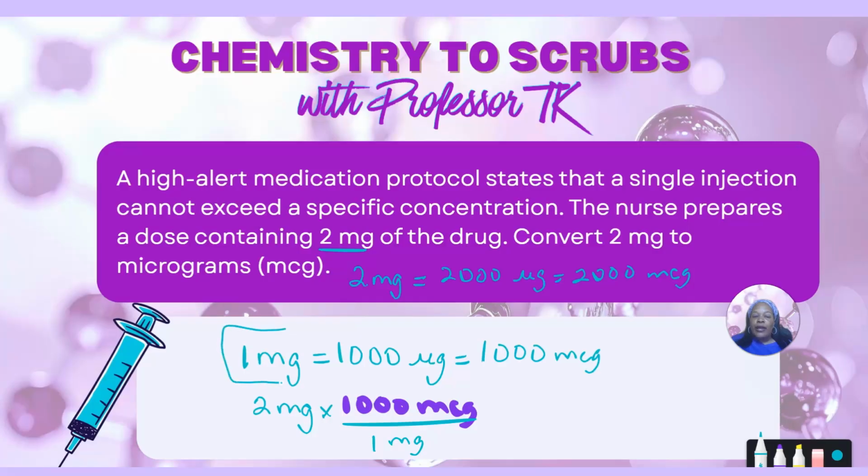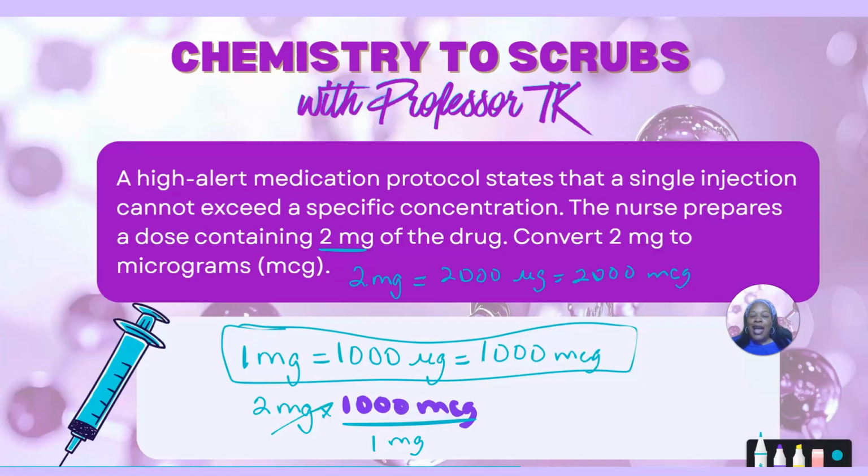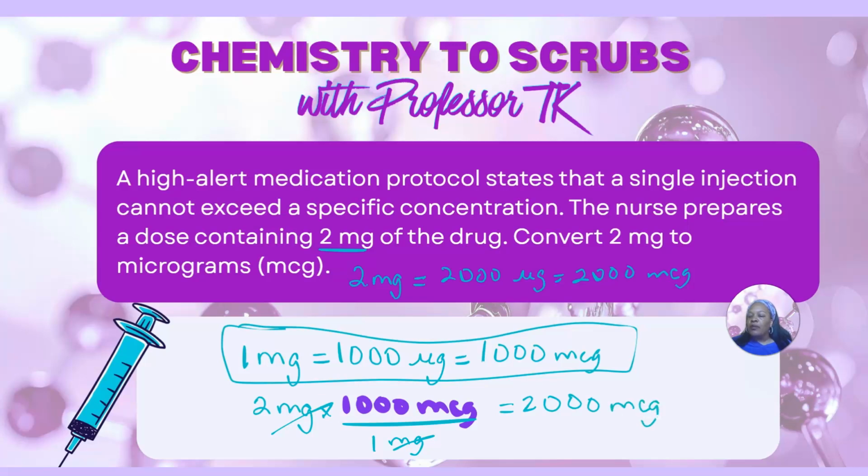Because of this conversion, whatever you're looking for goes on the top. What you need to get rid of is on the bottom. So I'm going to slash off my milligrams right there. And so now 2 times 1,000 divided by 1 gives us the 2,000 micrograms. So that's the other way you could do this problem. You could either know the conversion in terms of how many milligrams are in a microgram or how many grams are in a kilogram and so forth, or you can simply move your decimals to the left or to the right based on what they're asking you to do. All right?